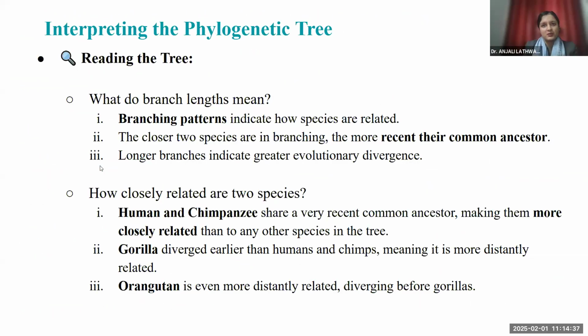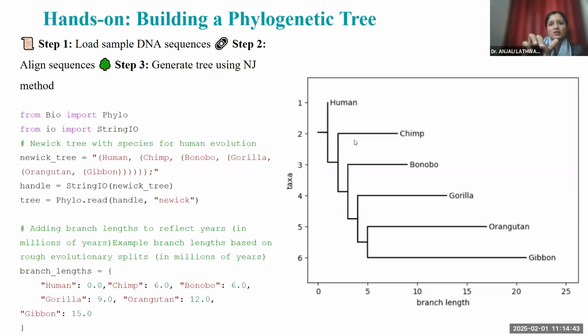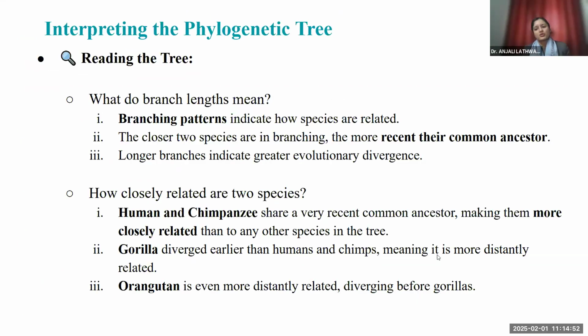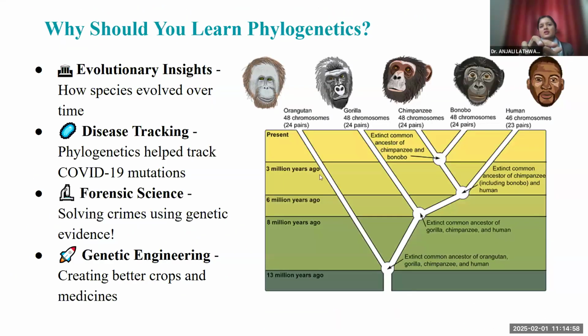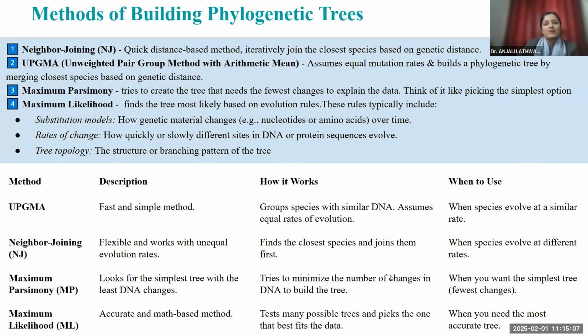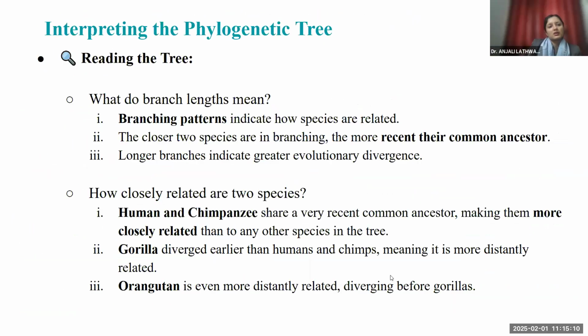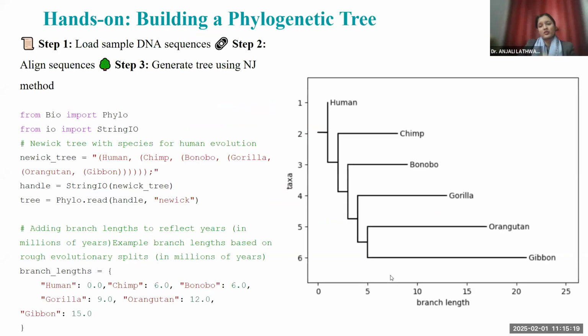Then the closer two species are in branching, the more recent their common ancestor is. Like here, if I see chimp, it is closer to humans than any other species. Fine. Longer branches mean greater evolutionary divergence. Like if you see here as well, longer branches, greater evolutionary divergence. Many years ago, you diverged from orangutan, right? Then again, humans and chimps have very recent common ancestry, making them more closely related. Gorilla is at a certain distance, orangutan more, and then gibbon way further than that.